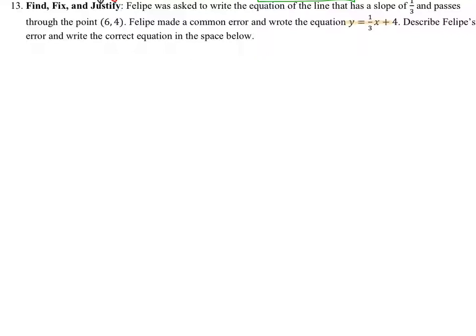Now the slope is 1/3. It told us that right here. But it also says that it passes through this point, 6, 4. Well, Felipe, all he did is he took this 4 value for my y and just made it the y-intercept. Well, that's not very good, because what do we know about the y-intercept? It's on the y-axis. So what's the x value? It's 0. Yeah, 0 and then whatever the value is. Well, that's a 6 and 4, not a 0, 4.